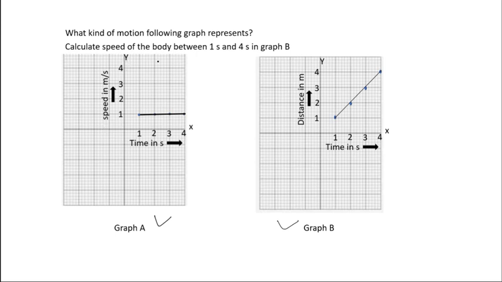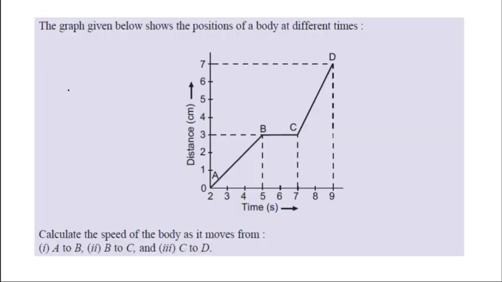So just look at this y-axis and the x-axis and the physical quantities which are represented on these axes. So the question is, what kind of motion does the following graph represent? Calculate the speed of the body between 1 second and 4 seconds of graph B, right? Next question is that the graph given below shows the positions of the body at different times.